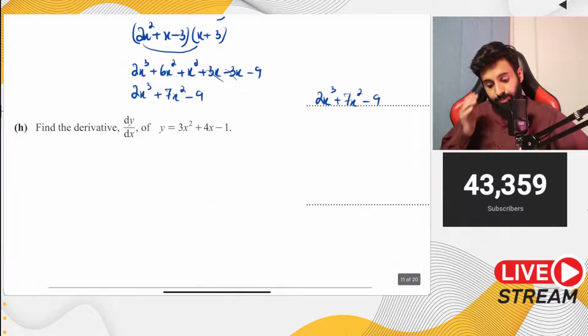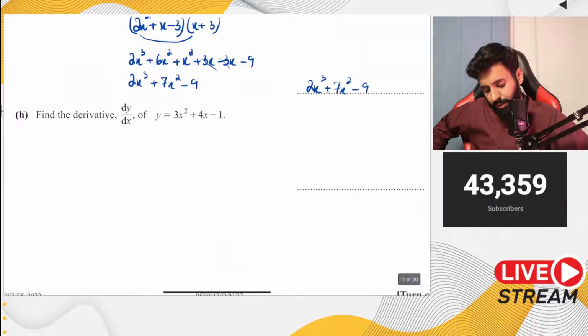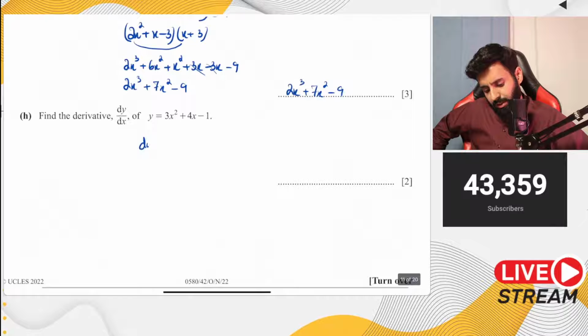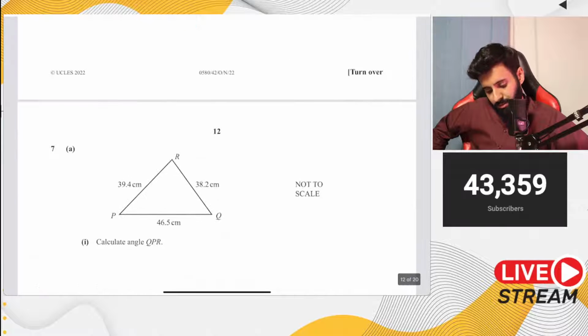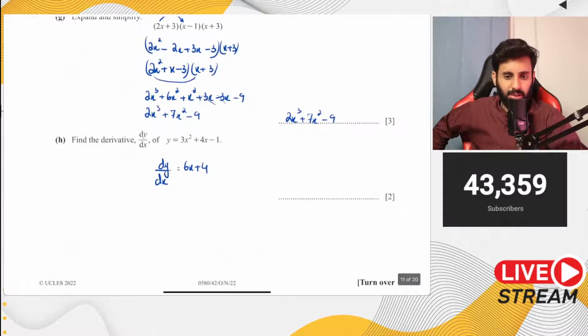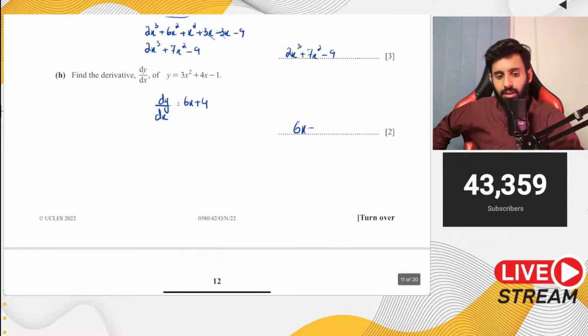There you go. Find the derivative dy by dx of y equals 3x square plus 4x minus 1. Pretty easy. dy by dx equals 6x plus 4. Now you can expect a follow-up question. No follow-up question. That's surprising. So 6x plus 4 is your final answer. There you go.